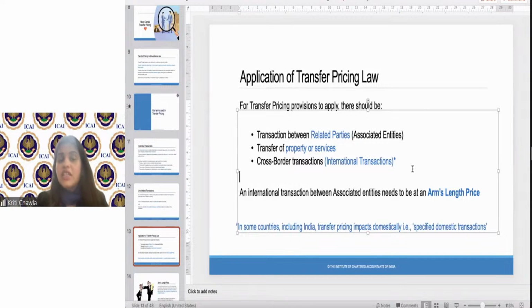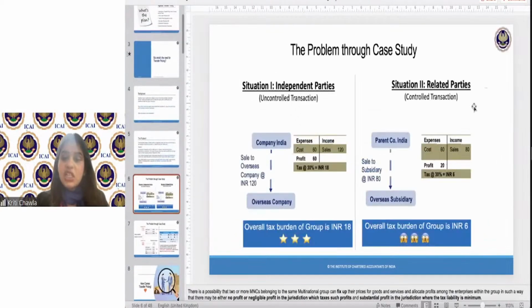Section 92 of the Income Tax Act will be activated, and they will make sure that in this particular situation, this particular transaction does not happen at any random price, but it should happen at something called an arm's length price. So this is what Section 92 says, that the moment transfer pricing provisions are applicable, the transaction price should be something called an arm's length price, and it should not happen at the price which is decided by the parent company or the subsidiary company or related parties. It should happen at something called an arm's length price.